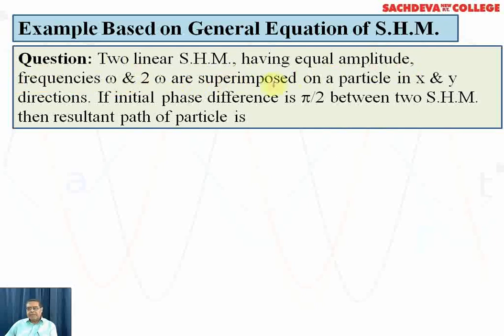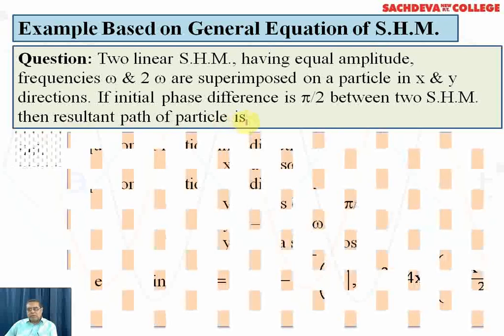They are superimposed, meaning either crest is falling on crest or trough is falling on trough, or crest is falling on trough and trough is falling on crest. So the context is that frequencies omega and 2 omega are superimposed on a particle in the x and y directions. If the initial phase is pi by 2 between the two S.H.Ms, what will the resultant path of the particle be? That is what we have to calculate.